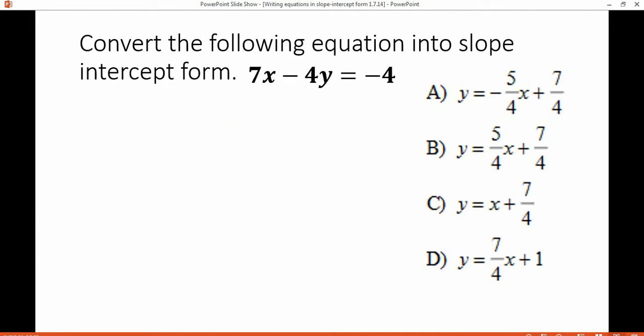All right, convert the following equation into slope-intercept form. Correct answer here is D.